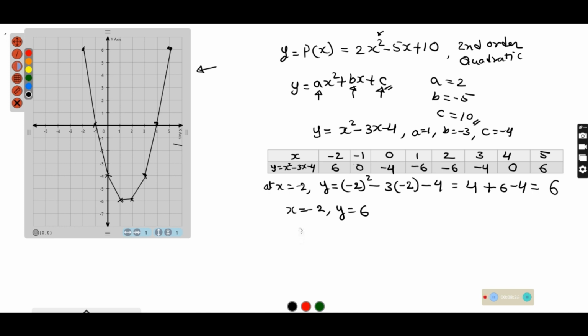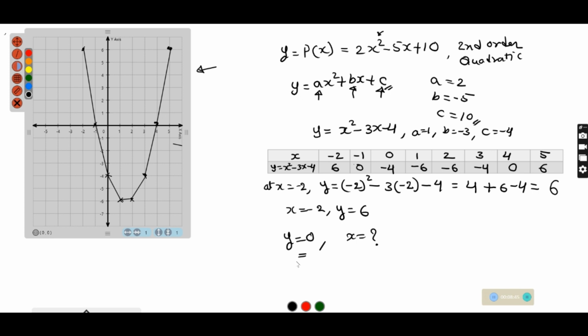Now we say that the roots of any polynomial are the zeros of the polynomial. The values of x at which y becomes 0 are called the roots of the polynomial equation.